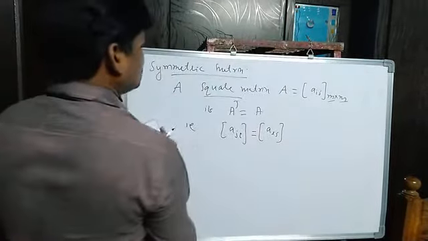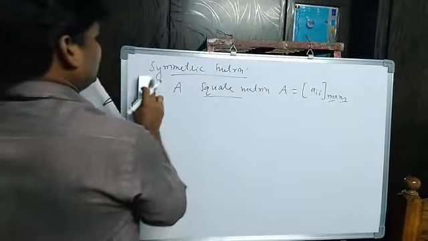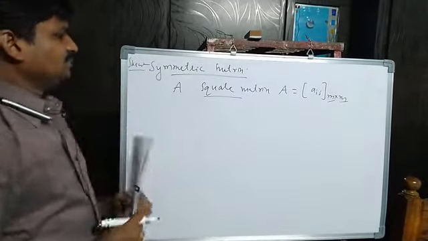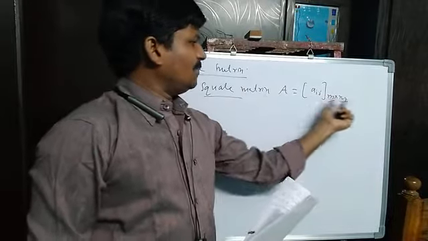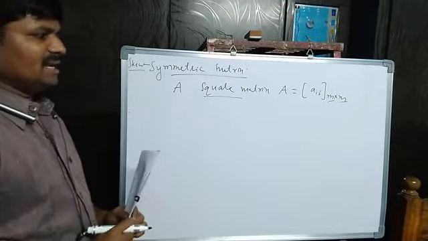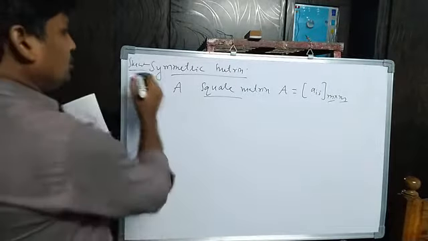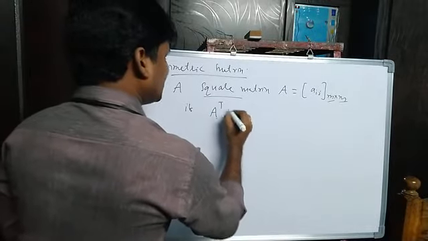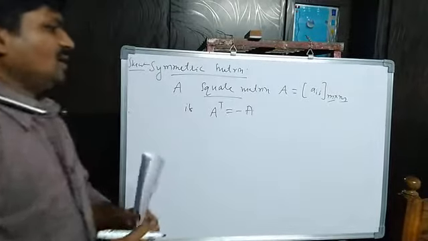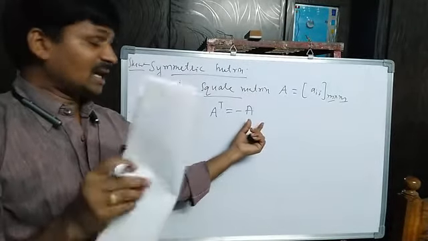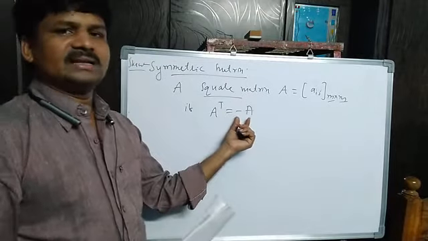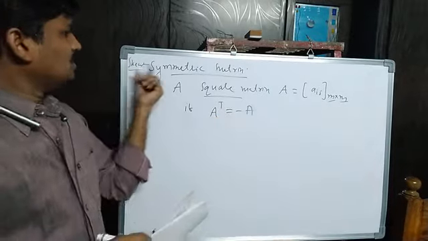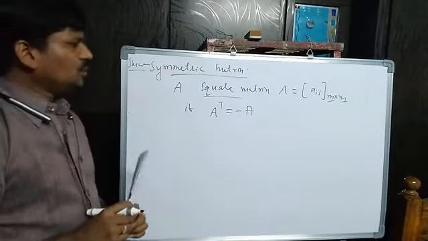Remember. Next, skew symmetric matrix. Again the same: a square matrix A = [aij] m by m is said to be a skew symmetric matrix if A transpose is equal to minus A. If the transpose of matrix A is equal to the negative of the given matrix A, then that matrix A is called a skew symmetric matrix.